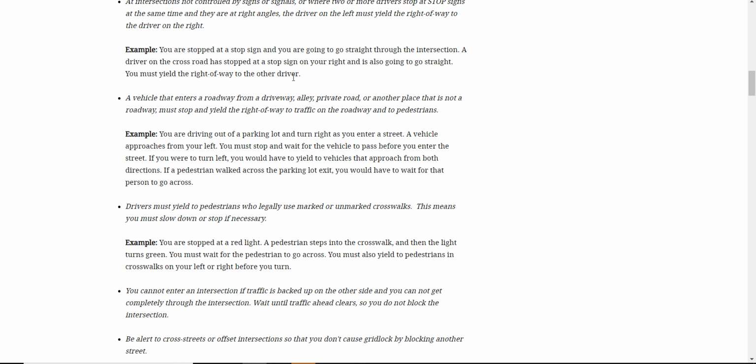You're stopped at the stop sign. You're going straight through the intersection. A driver on the crossroad at a stop sign on your right is also going straight. Then you must yield the right of way to the other driver.